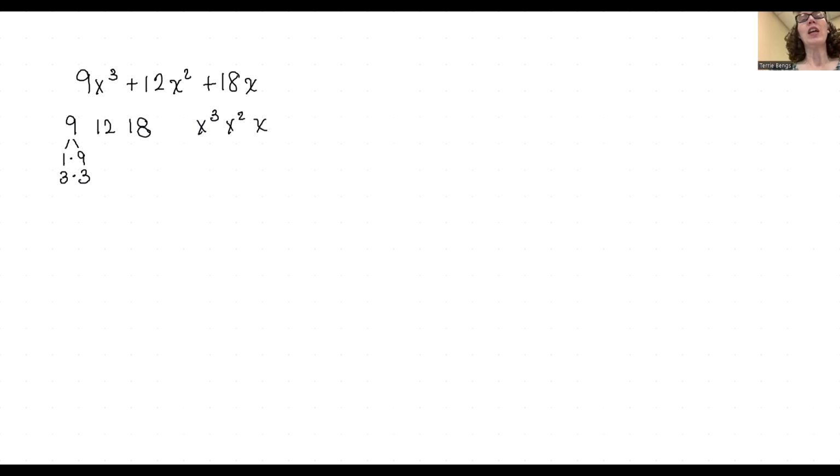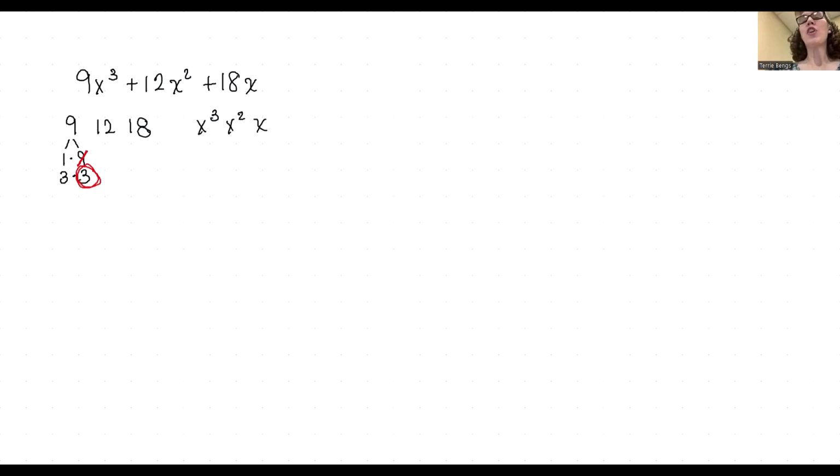Now we always start with our biggest number, and ask, can any of these numbers, 1, 9, or 3, divide into 12 and 18 evenly? We start with our biggest, 9. Can 9 divide into 12 evenly? No, it can't, so we cancel it out. Can 3 divide into 12 evenly? Yes, 3 times 4 is 12. Let's look at 18. Can 3 divide into 18 evenly? Yes, 3 times 6 is 18. So 3 is our greatest number that can divide into all three evenly.